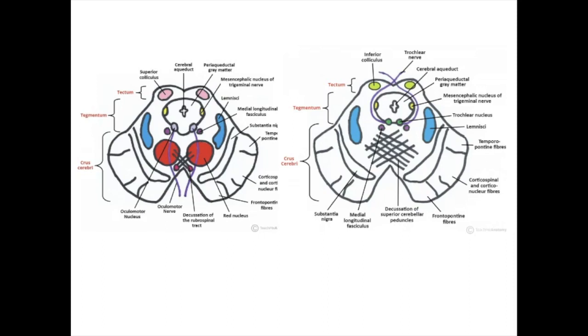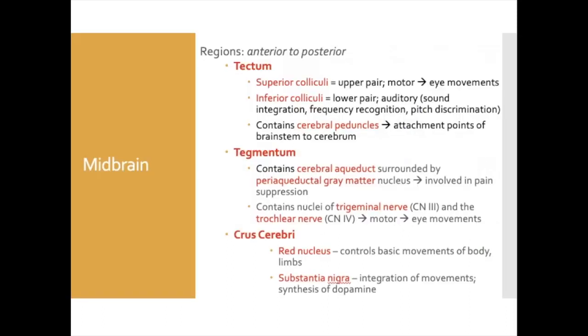The midbrain contains only one structural region, and it's called the midbrain. If I ask you to describe for me what structures are found within the midbrain, that is when I would want you to describe the tectum, the tegmentum, and the crus cerebri.